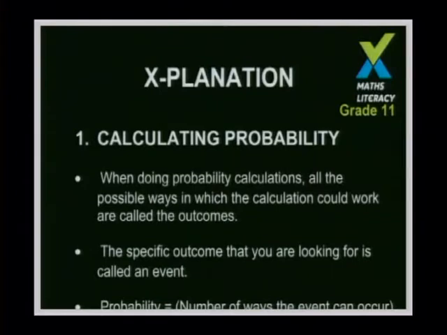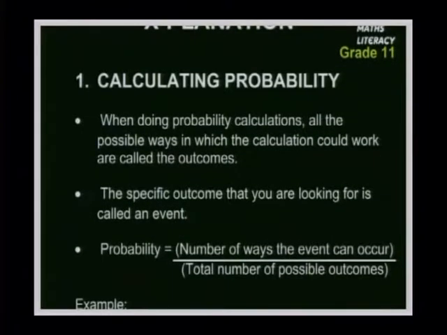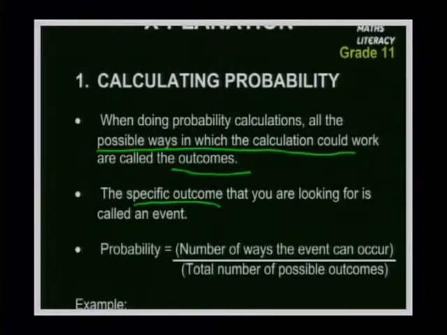Right, let's go through how we do the calculations on probability. When doing probability calculations, all the possible ways in which the calculations could be worked out are called the outcomes. So that is every single possible outcome, every single possible way that it can occur. The specific outcome that you're looking for is called an event. So we are always looking for one event that occurs out of our total possible outcomes.